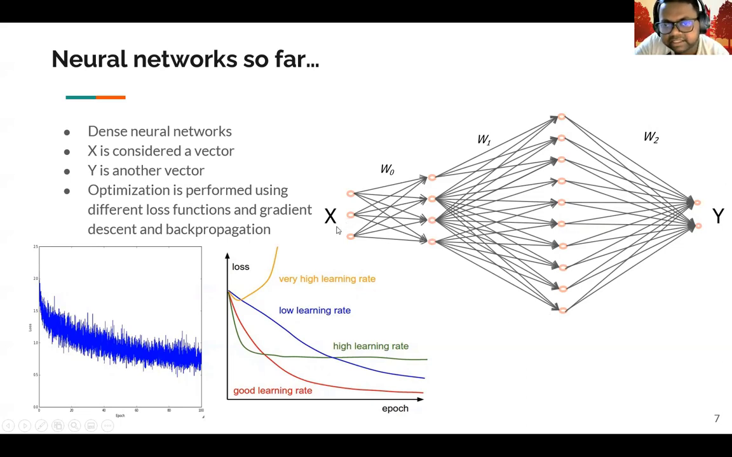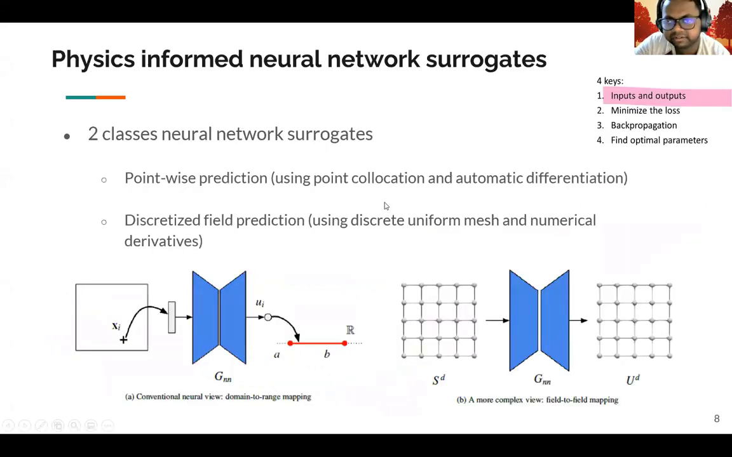Now, what if X and Y are no longer just dense vectors, but they are, say, a 2D input of a field, or a spatial input of a field in a discrete sense, or say an input such as an image, which people have studied for a while.